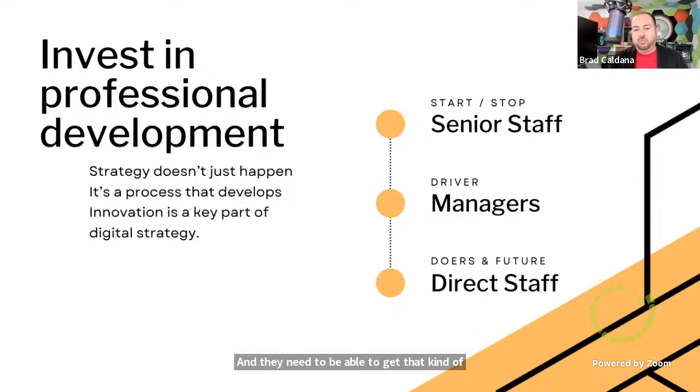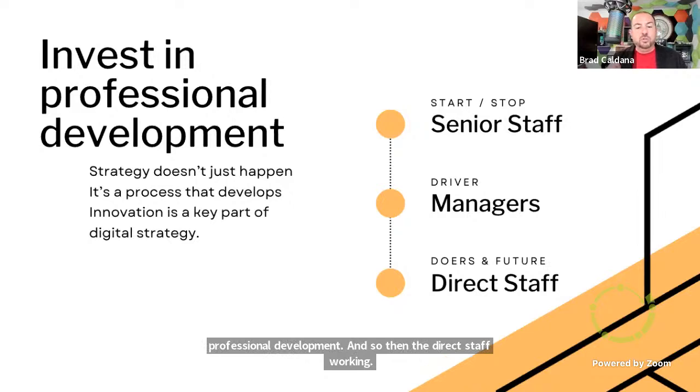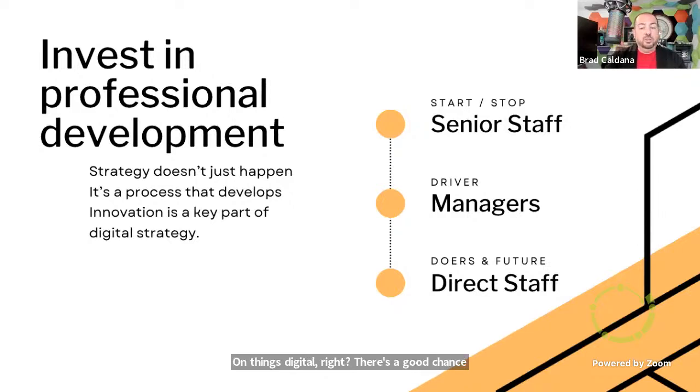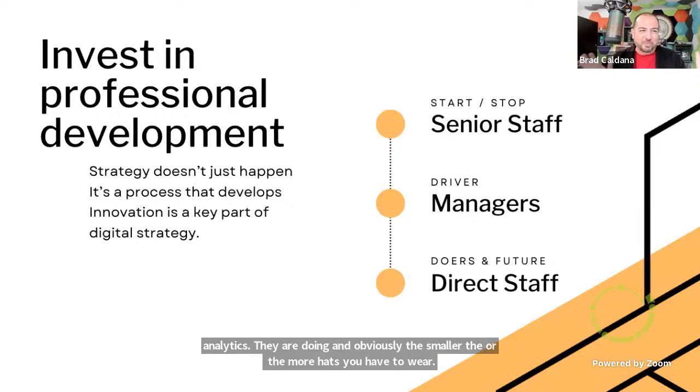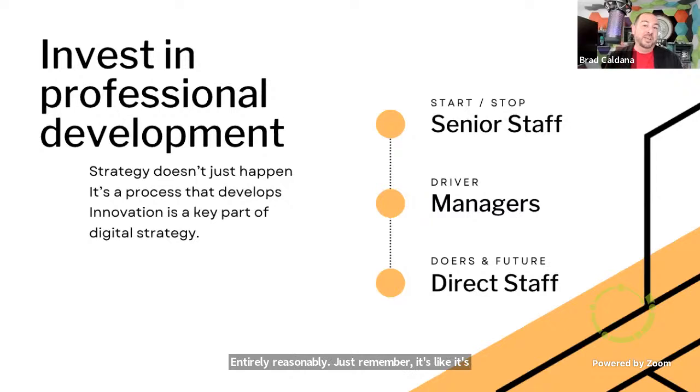And so then the direct staff working on things digital, right? There's a good chance they are really running a small chunk. They are doing digital organizing, they are doing analytics, and obviously the smaller the org, the more hats you have to wear, entirely unreasonably. Let's just remember, it's entirely unreasonable that you would be a pro at 10 wildly different disciplines. But think about investing in those folks, as in, how will they be better if they understand how more of the elements of digital work together? And if they become your next manager of a team or your digital director, investing in them early makes a big difference. We'll talk about that in Burnout. And so Sarah, I'll kick it back to you.